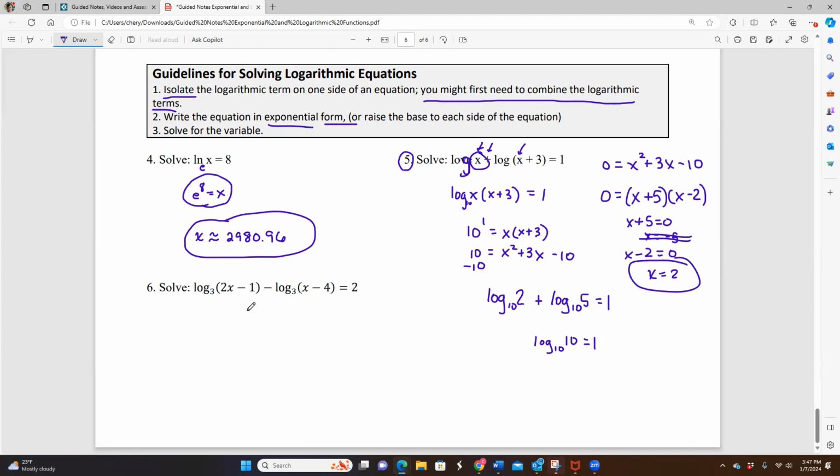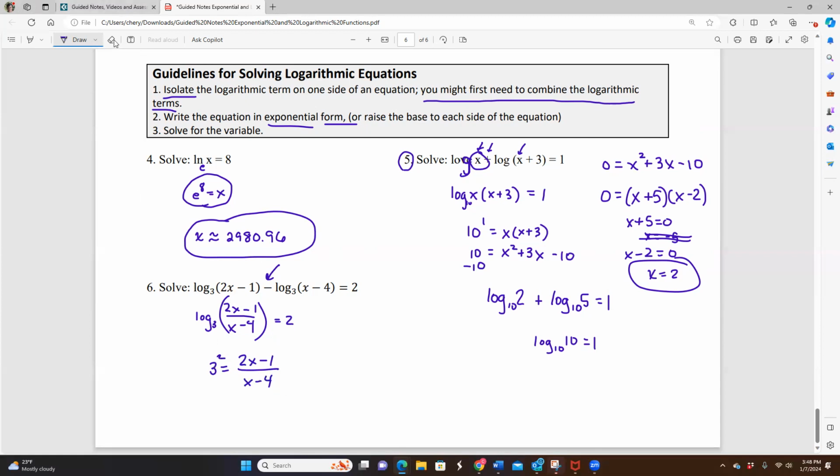On example 6, it says log base 3 of 2x minus 1 minus log base 3 of x minus 4 equals 2. Looks like we're going to have to combine these logs together. And since it's subtraction here, that means the quotient rule. So we're going to write the log base 3 of 2x minus 1 over x minus 4 equals 2. Now that we have this written as one log, we can convert it to exponential form, which would say 3 squared equals 2x minus 1 over x minus 4.